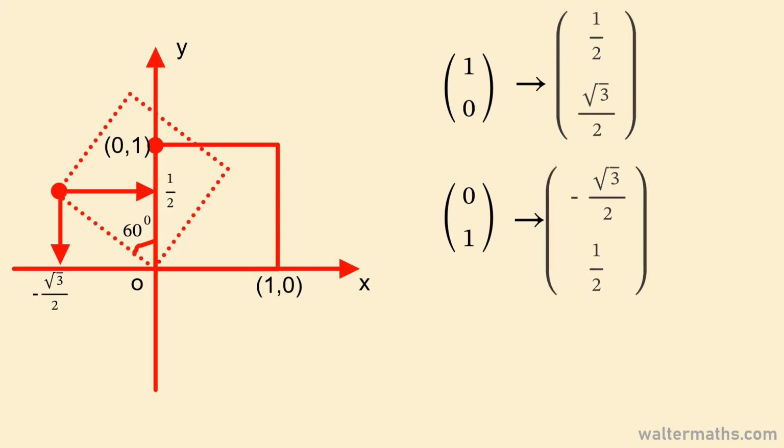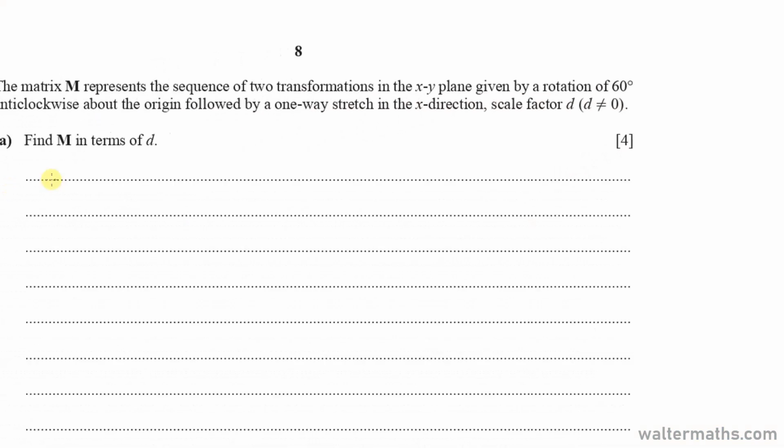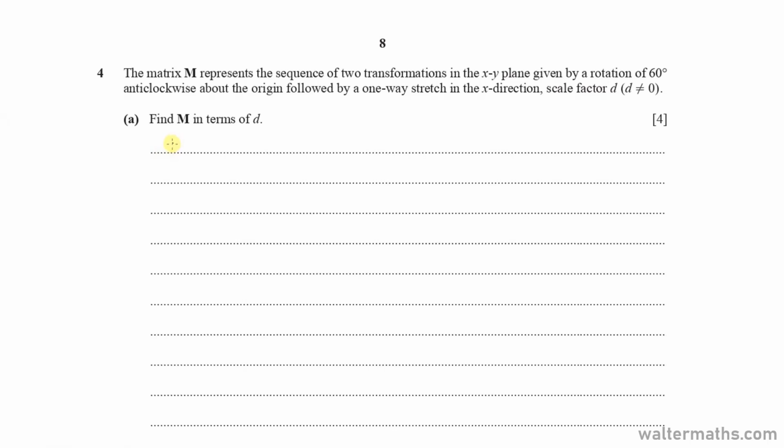So from combining these, we can come out with the operator matrix. So let's write it down here. We're saying the first transformation, that is the rotation of 60 degrees anticlockwise about the origin, the matrix is a half and root 3 over 2, then minus root 3 over 2 and a half. So this is the matrix.